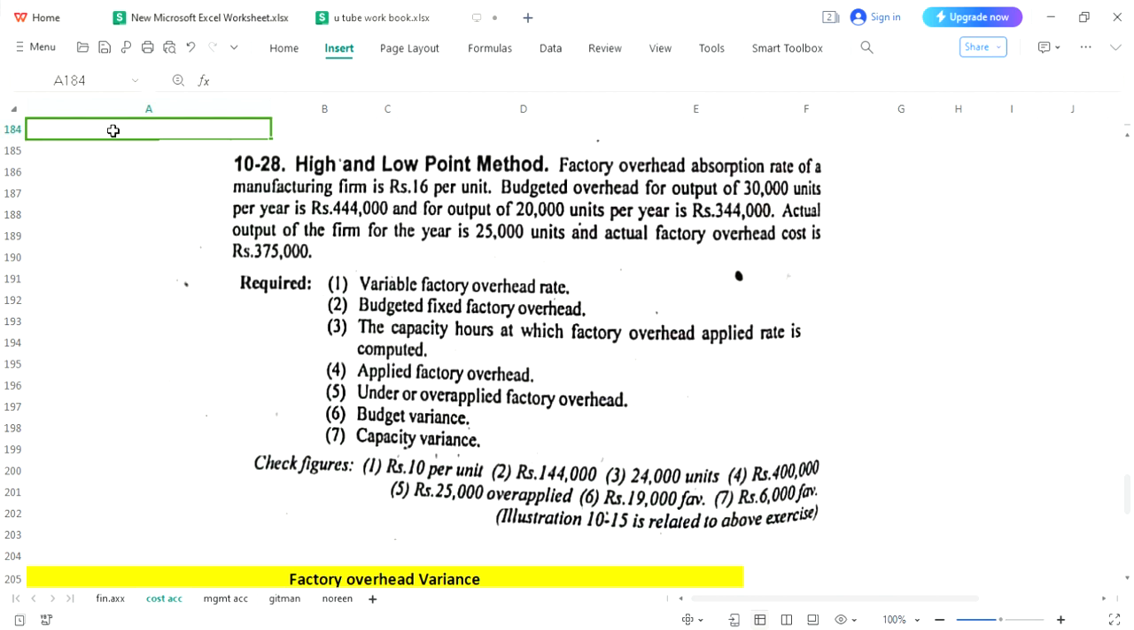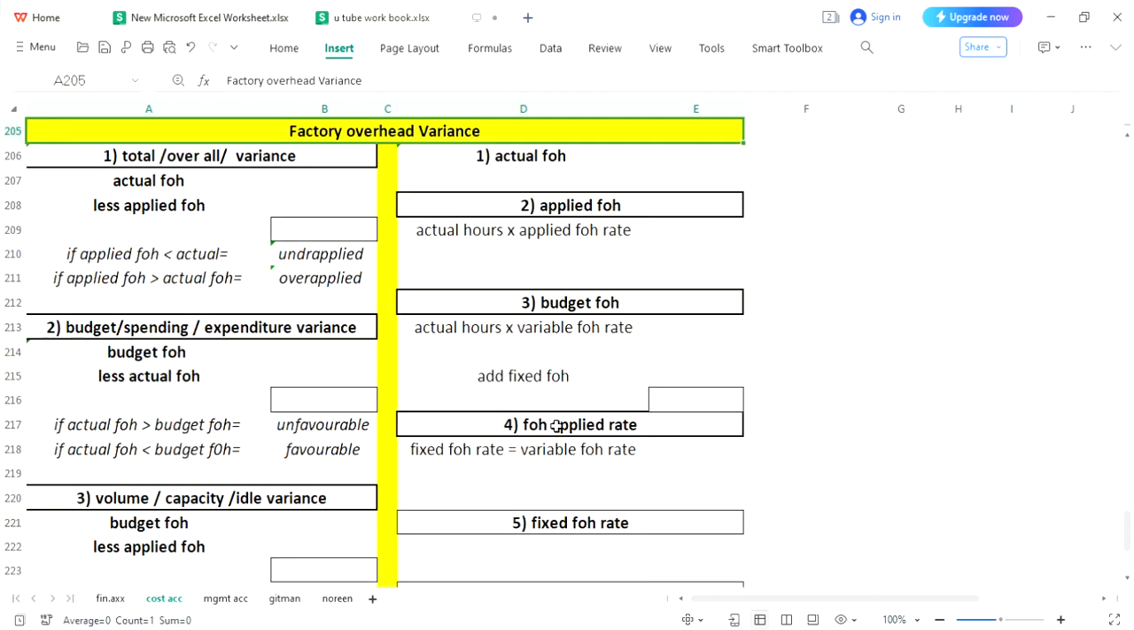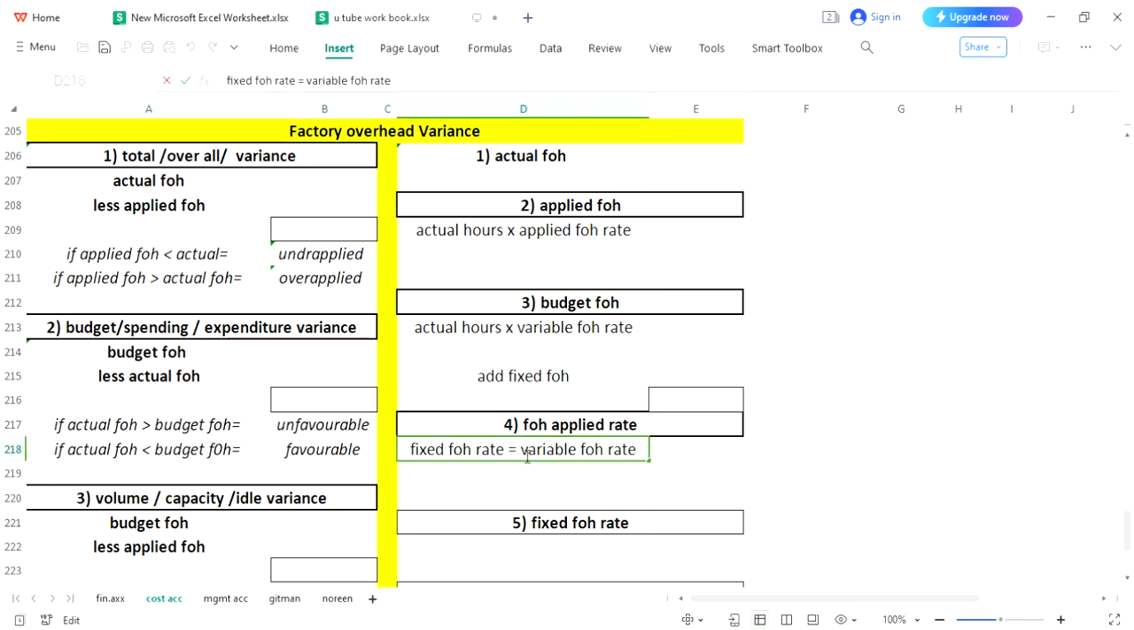How will you recognize that this question is different? The very first thing is that the rate is already provided over here. You can see the factory overhead rate is 16. This is the applied FOH rate, and that is number 4. The number 4 FOH applied rate is already given, and it is the sum.